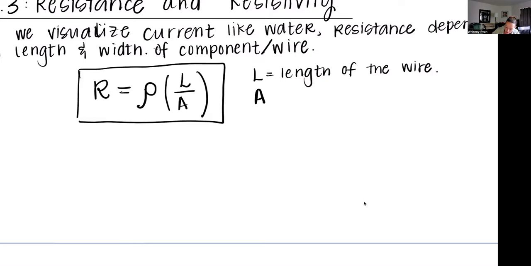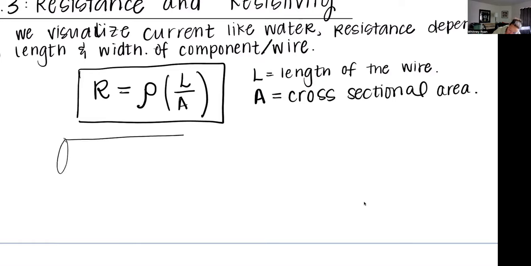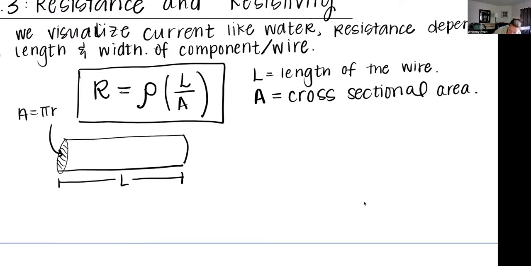This equation in particular, we're just going to look at wire for a second, where A is your cross-sectional area of the wire. So here's my wire, and here's my L, the length of my wire. My cross-sectional area would be this surface area here, so probably a circle, so pi r squared as my cross-sectional area.